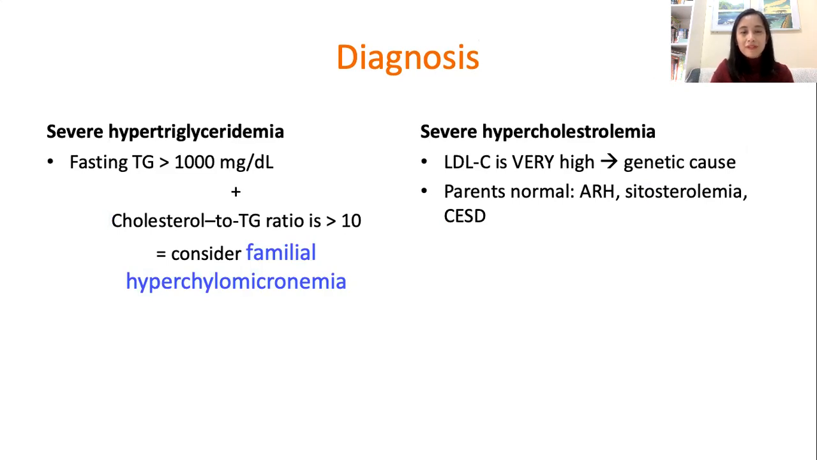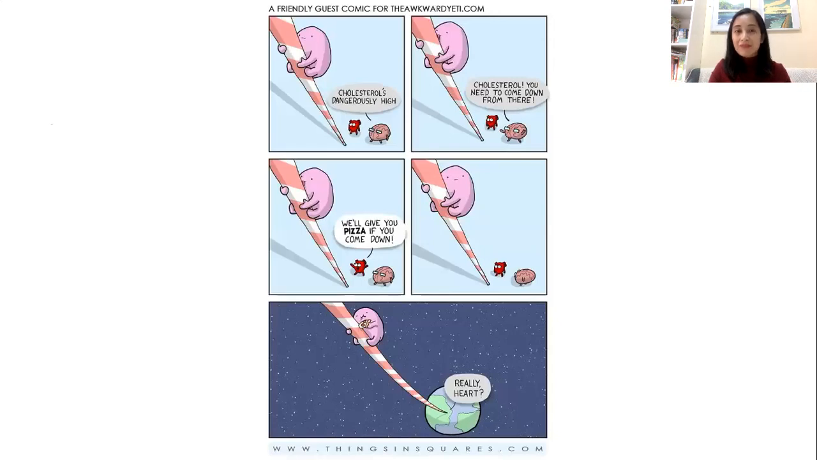So for severe hypertriglyceridemia, how do we diagnose? The fasting triglycerides is more than 1,000 and the cholesterol to triglyceride ratio is more than 10. We consider familial hyperchylomicronemia. For patients who have severe hypercholesterolemia and the LDL cholesterol is very high, consider a genetic cause. Look for what happened to the patients, to the parents, do they have premature CVD, no? Or they have physical manifestations as well. Okay?